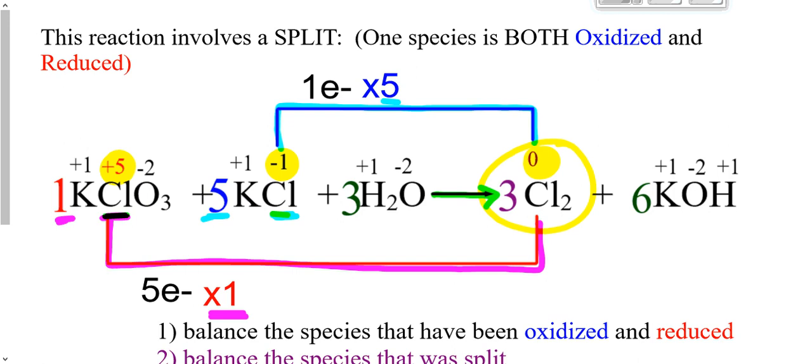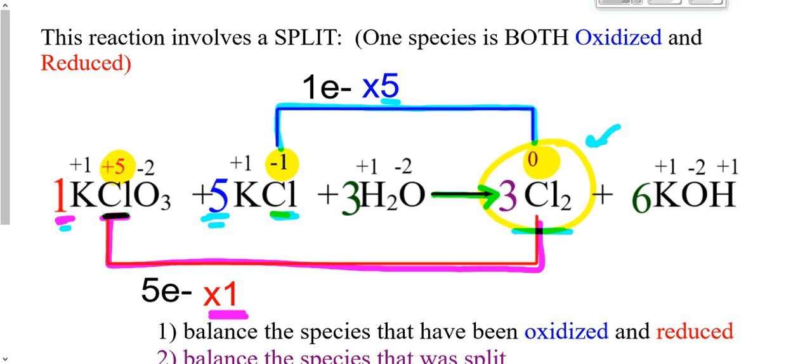What do I do for the split side, the side that has both been oxidized and reduced? Well, I have a total of 1 and 5, which is 6 in total. So to get 6 chlorines on this side in total, I put a 3. My redox species have now been balanced. I have the same amount of chlorines before and after, and I have enough to have the right amount of electrons. I'm now going to balance all my remaining species by inspection.